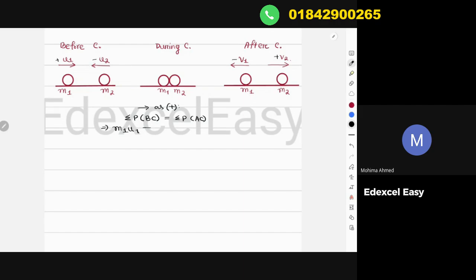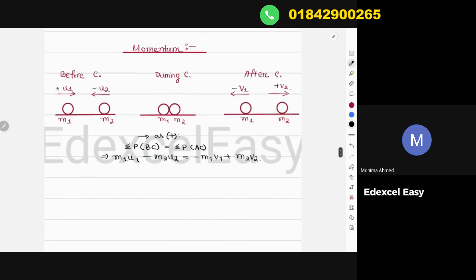Momentum actually becomes negative because of the velocities. Mass is always positive. In order to make momentum negative, it is the velocity that is responsible. So you get minus m2 u2 equals minus m1 v1 plus m2 v2, right? This is how you're supposed to arrange the equation for any situation they're going to ask you to work with. Now, this is one of the situations.